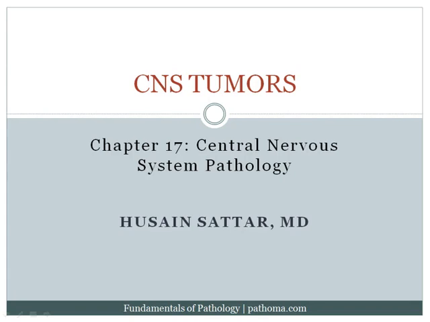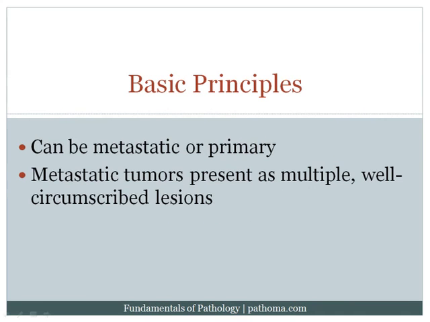The final section in this chapter deals with central nervous system tumors. CNS tumors can be metastatic or primary. About 50% are metastatic and 50% are primary. When you have metastatic lesions, these usually present as multiple well-circumscribed lesions, most often at the gray-white junction.